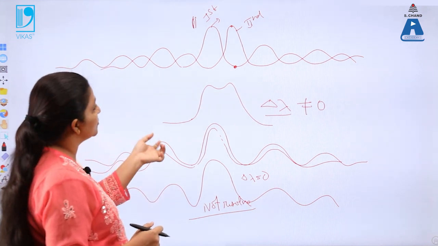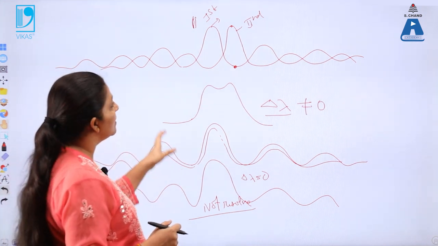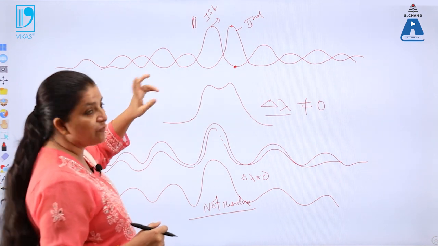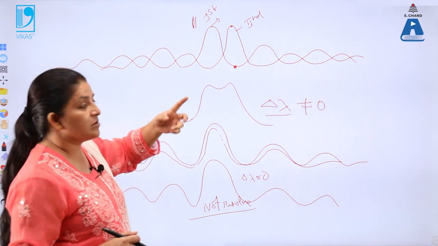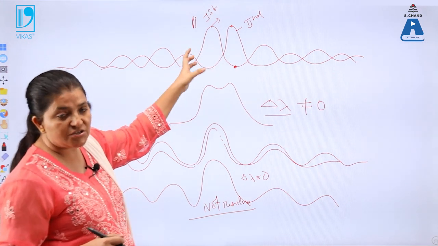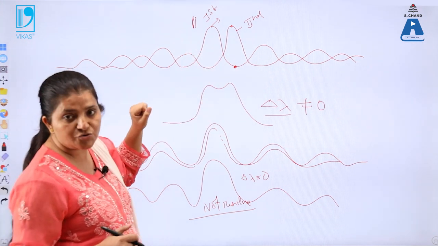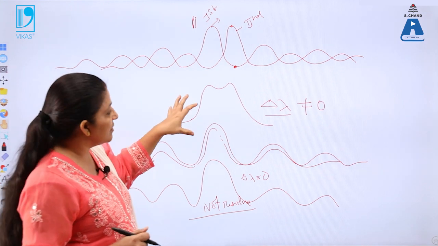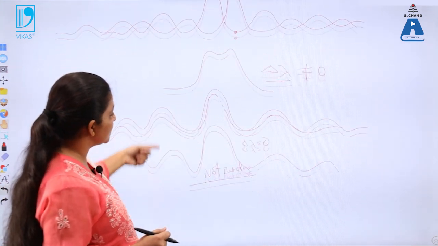So the main condition for resolution is that the central maxima of one falls on the minima of the other, or the minima of one falls on the maxima of the other. When this condition is there and delta lambda is not equal to 0, we can resolve the two objects separately.